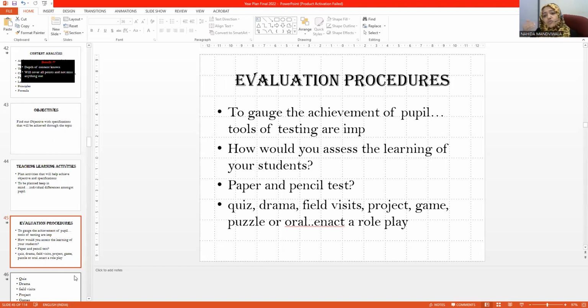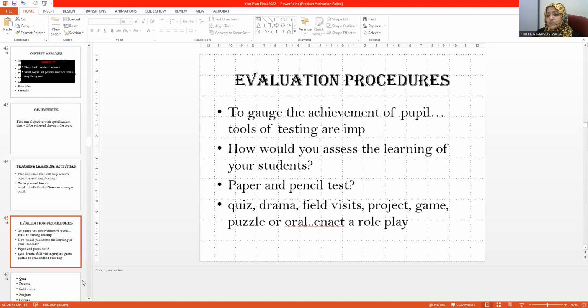Now, how do you generally test the student? Is it only through a paper pencil test, that is term exam, final exam, or a worksheet? Well, it could be anything. It could be paper pencil, it could be oral, it could be a demonstration, it could be a role play, it could be a game. So whatever testing procedures you want to adopt, you will adopt.